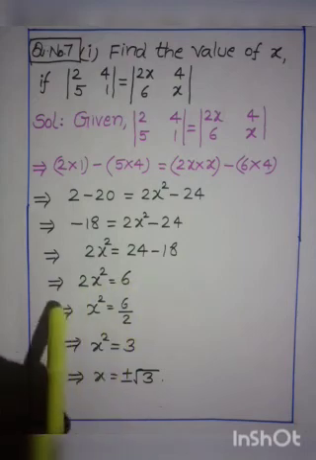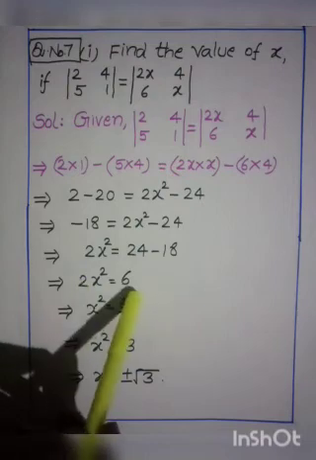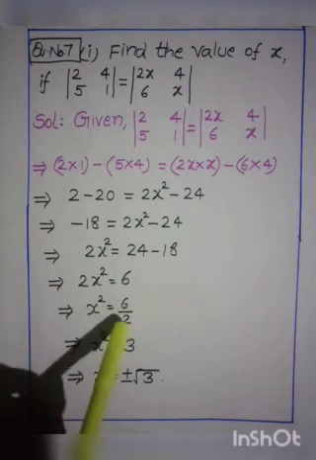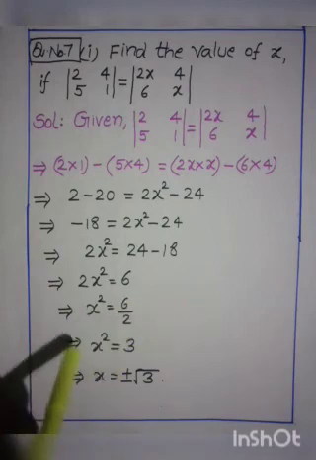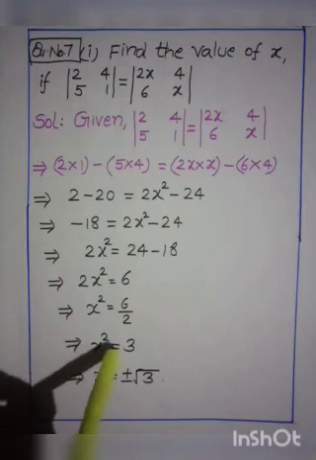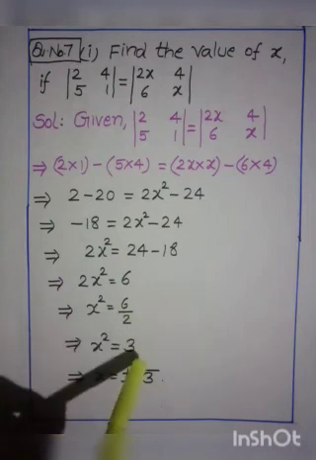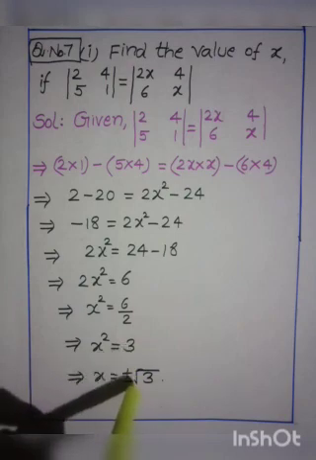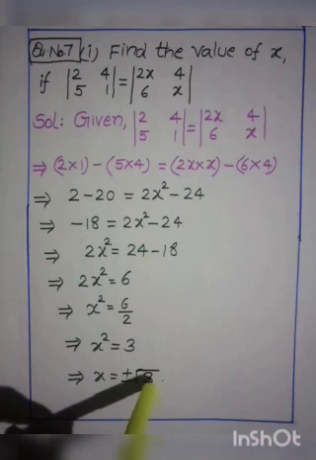Right. This implies now we are sending this 2 to the RHS. Then it becomes divided by 2. So x square is equal to 6 by 2. Understood this step, my dear children? Right. This implies x square is equal to 6 by 2, what will you get here? 3. Understood this step? Right. This implies x is equal to plus or minus square root of 3. Understood this step, my dear children? Right.